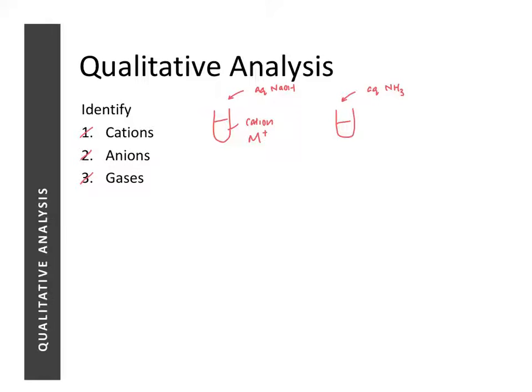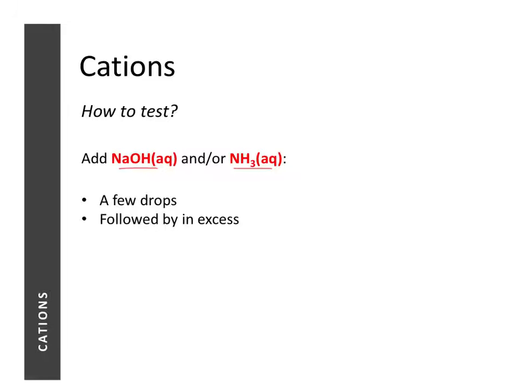Now there is also a particular way in which we must add the reagents, and the particular way is this. We have to add the reagents drop-wise at the beginning, drop by drop, and then followed by in excess. That means we add a lot of either sodium hydroxide or aqueous ammonia.